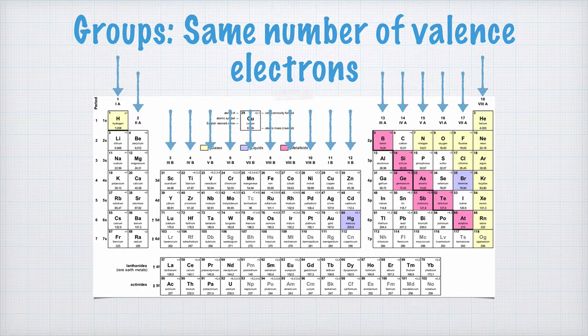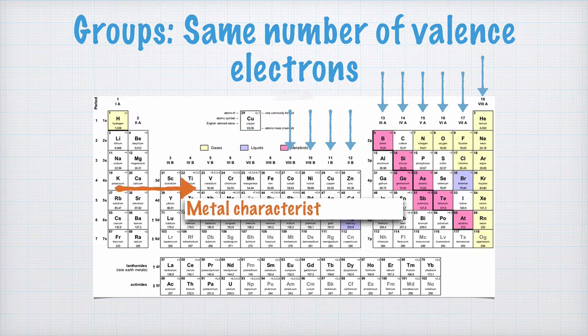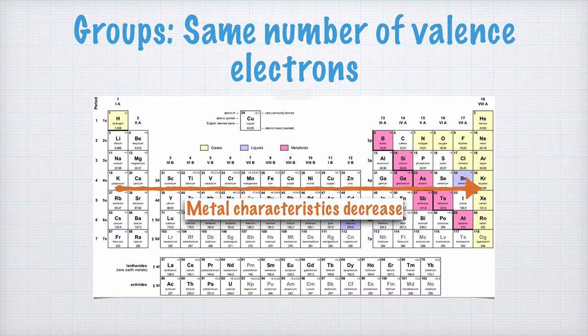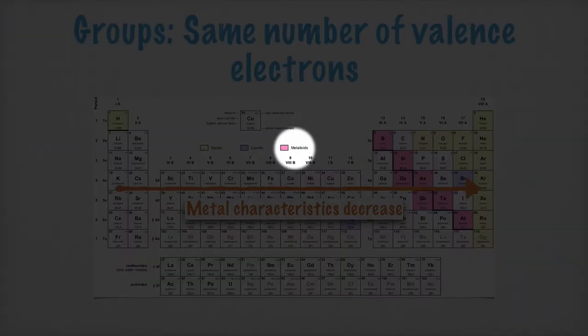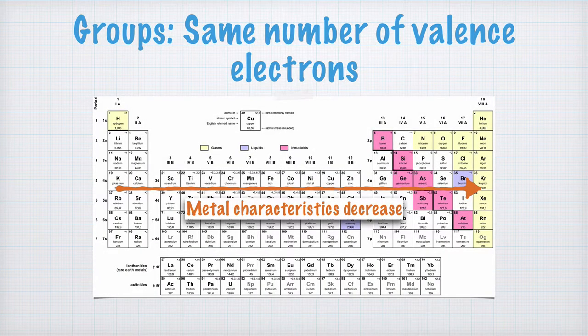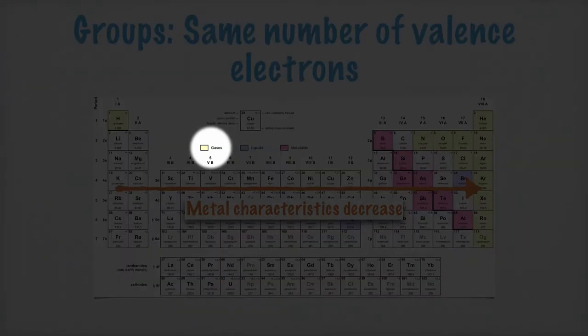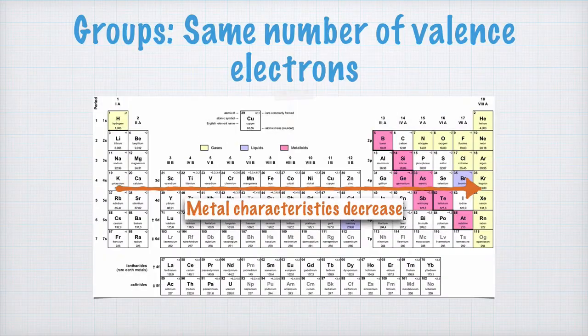Another thing that we can see in the periodic table is that the groups to the right have less metal characteristics than the groups to the left. In this periodic table, the metalloids are red, and to the left of them we find the metals, and to the right we find the nonmetals. By the way, the yellow elements are those that are gases at room temperature, and the blue ones are liquids. Thus, we can see that the groups to the right are dominated by nonmetals, while the groups further to the left are dominated by metals.